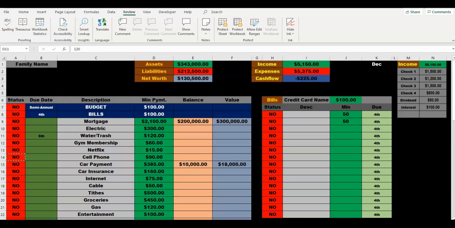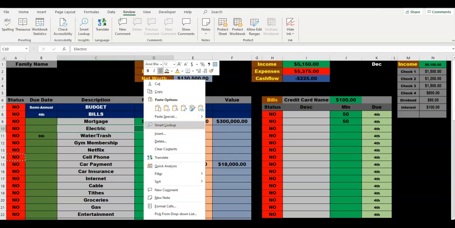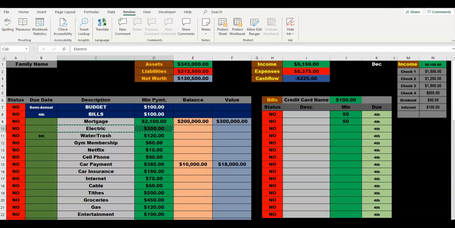And so if we understand that, okay, now we'll look at our list. We have mortgage. This can't be paid with a credit card 90% of the time. This will just come out of our checking account. Electric, we'll go over to bills. So we'll take this, you can copy it, and we're going to look over here at the bills credit card. We're going to paste this right here in the bills credit card.